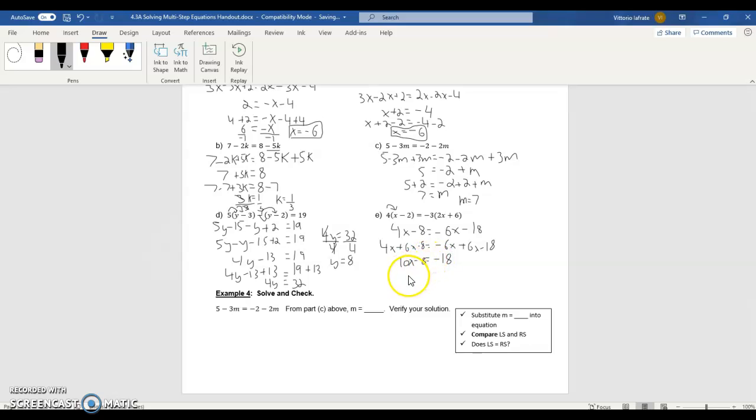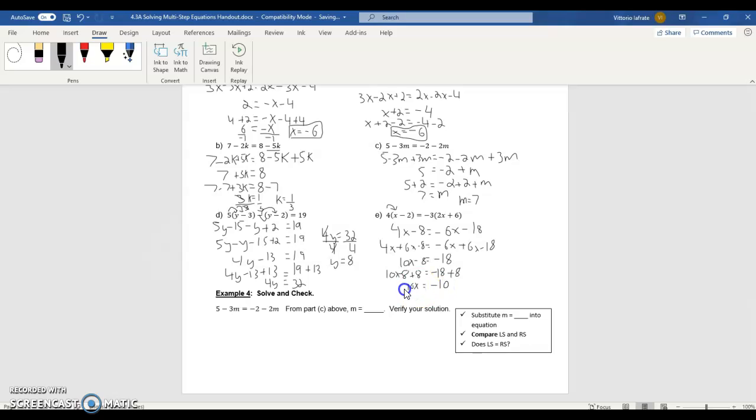And now I'm going to solve for x by isolating x. So I'll do 10x minus 8 plus 8 to get rid of the 8 is equal to minus 18. Since I did plus 8 on the left side, I need to do plus 8 on the right side as well. So 10x is equal to minus 10.